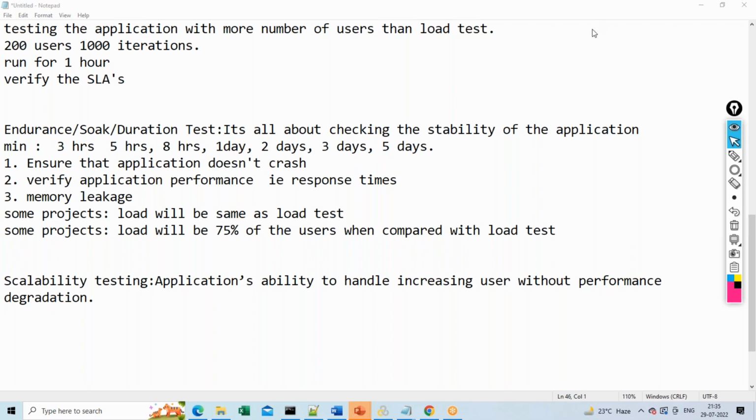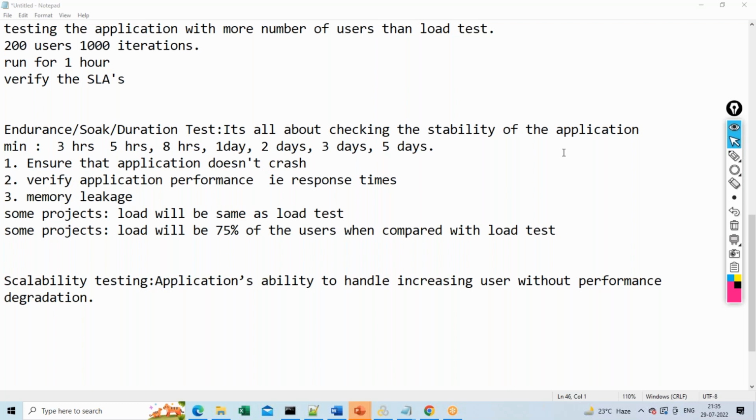Okay, one second, guys. So you got the point, right?